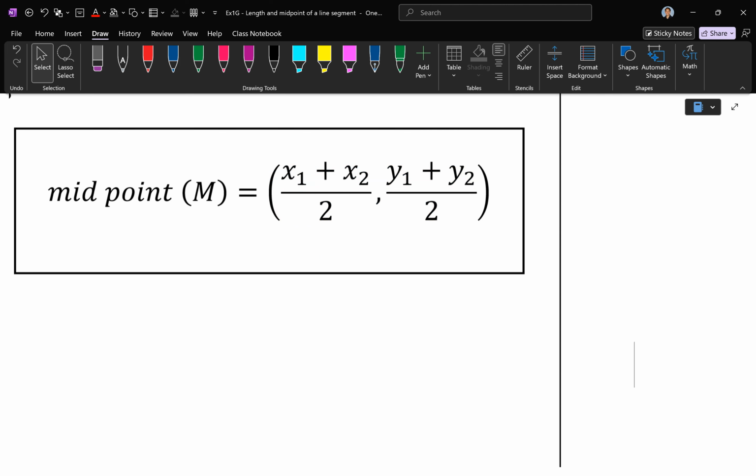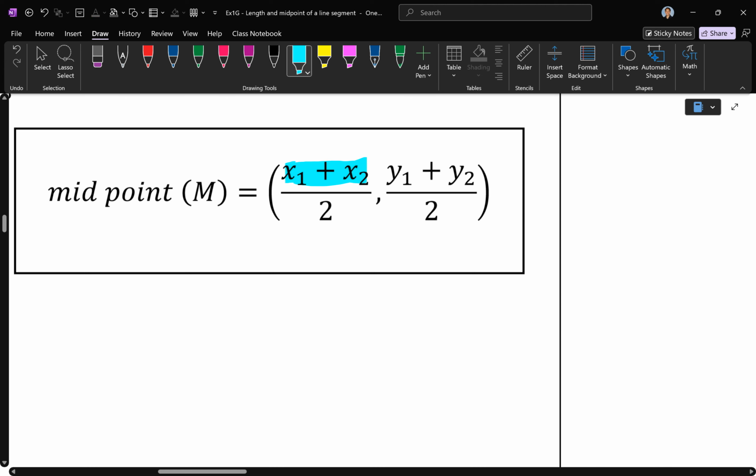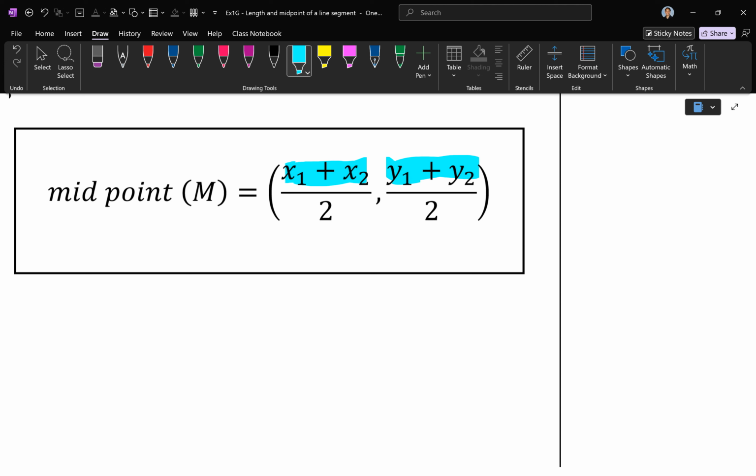So answering your question here, or if you're wondering, why is the formula the way it is? What we're really doing is you're calculating the total horizontal distance. And if you want a middle, you share it equally. That's why we divide it by 2. And the same thing, vertical distance, add it all together, and then halve it. That's how we get the middle.